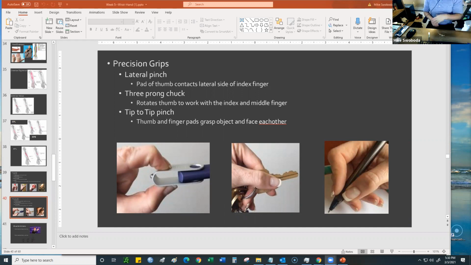Now, what you do, though, is you combine them into the three-prong chuck. That is actually the best of both worlds in terms of your precision grips. With your precision grips, these are all fine motor skills. So with a three-prong chuck, it's kind of a hybrid of lateral pinch and tip to tip, but you're using your middle finger as essentially, not really a balance point, but I guess a support point here.